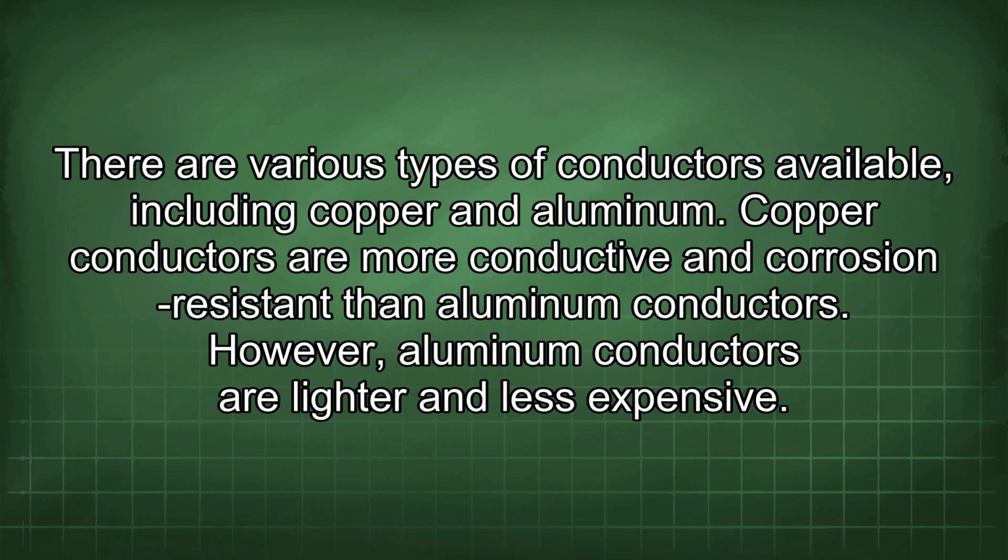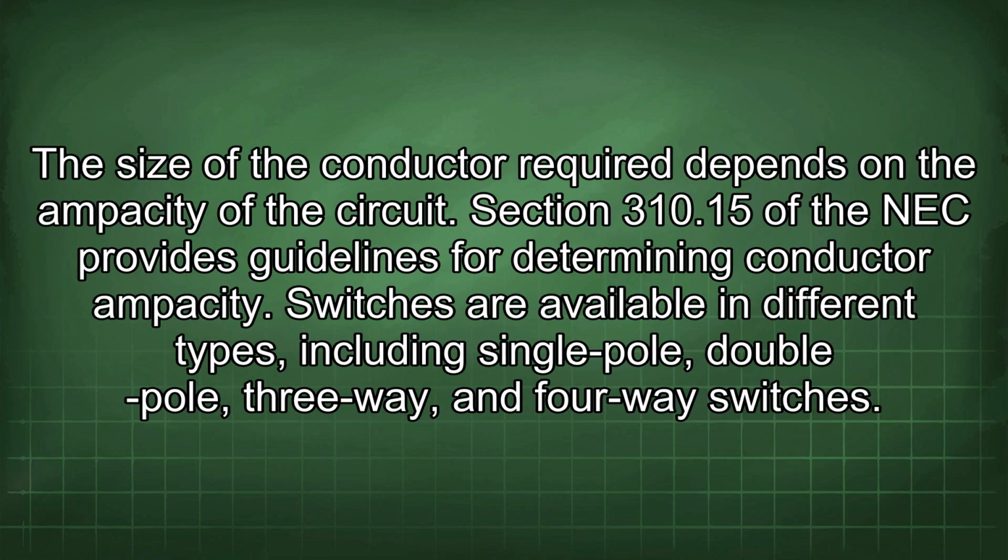There are various types of conductors available, including copper and aluminum. Copper conductors are more conductive and corrosion-resistant than aluminum conductors. However, aluminum conductors are lighter and less expensive. The size of the conductor required depends on the ampacity of the circuit. Section 310.15 of the NEC provides guidelines for determining conductor ampacity.